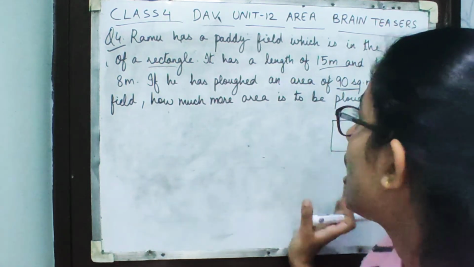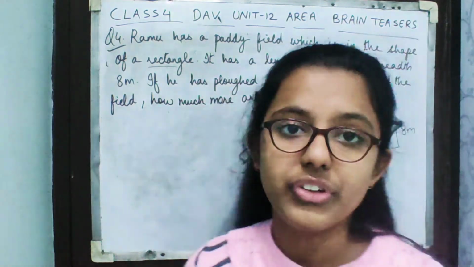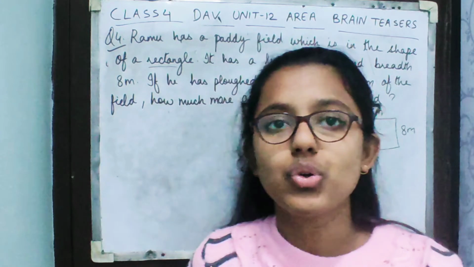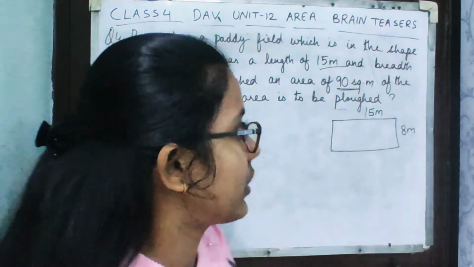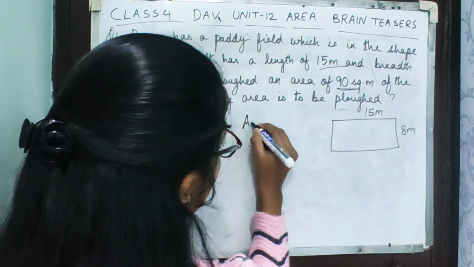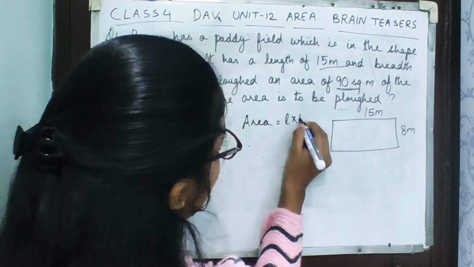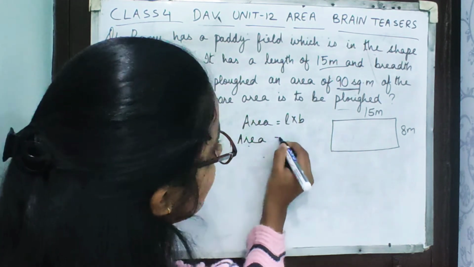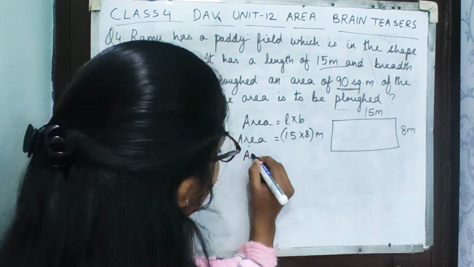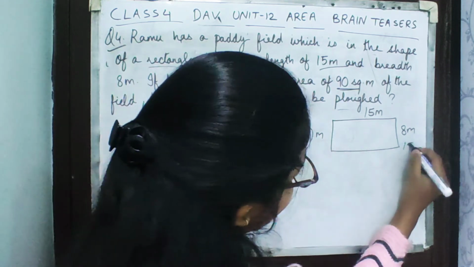So this is the length and breadth of the field, and he has plowed 90 square meter of the field. So we have to find how much area is left, okay, to be plowed. So first of all, let's find the area. So area will be what? Area is equal to L into B. So area will be 15 into 8, okay. So area is equal to 15 into 8.